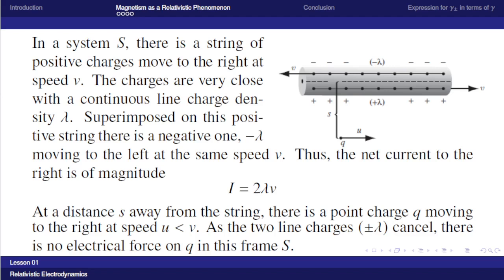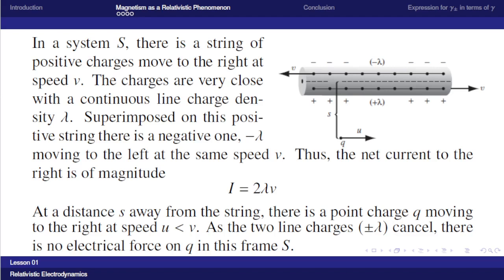In this frame we see that the conductor is neutral, because it contains both positive and negative charges with the same linear charge density. There is no electrostatic force between the point charge q and the conductor, but there will be a magnetic force. We will calculate that magnetic force without invoking the laws of magnetism. The important point is that in this S frame the conductor is neutral, but it is carrying a current.